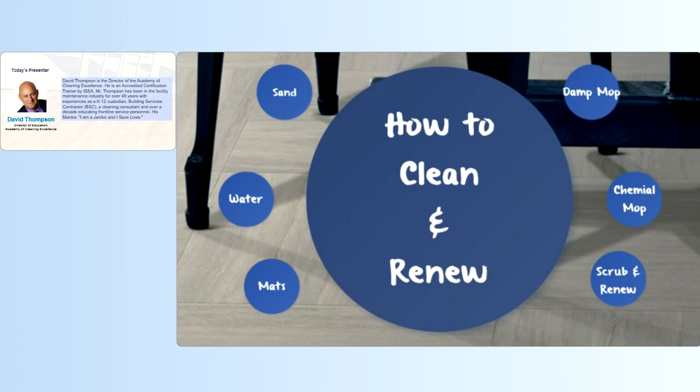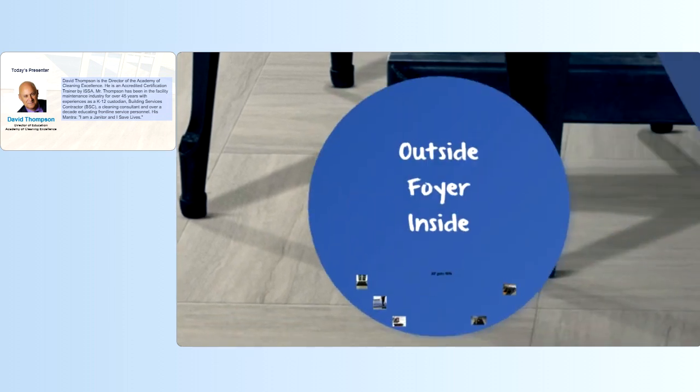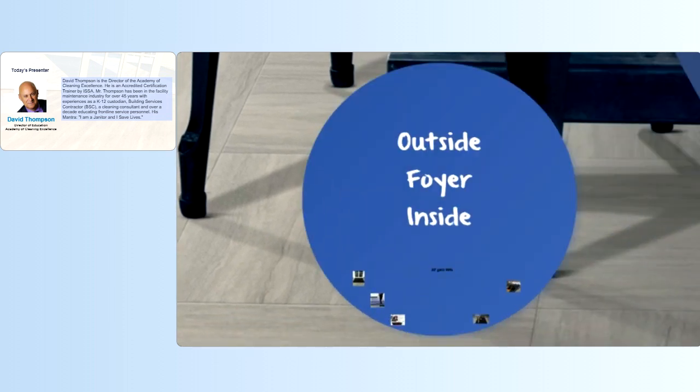Well, not quite. Don't want to jump ahead of the game, because we've got to clean this floor. We've got to get it clean. What's the best way? Remember my sand. Remember those 57 cutting edges. I don't need water. I need to get rid of it. So matting is your first line of defense.